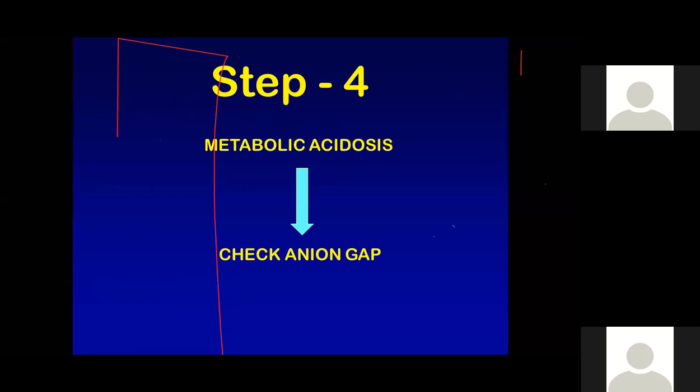So this is what we have to understand in step 3. That is, you have identified the abnormality as carbon dioxide, so you're going in for the respiratory system. Now, if carbon dioxide is not involved but bicarbonate is involved, then you're going into metabolic acidosis.